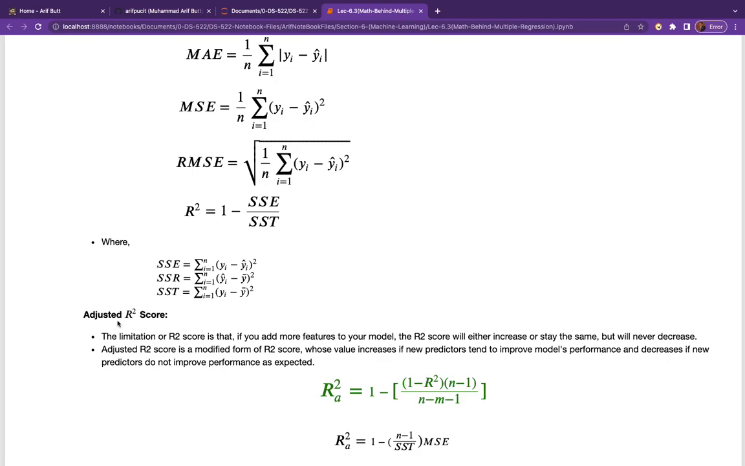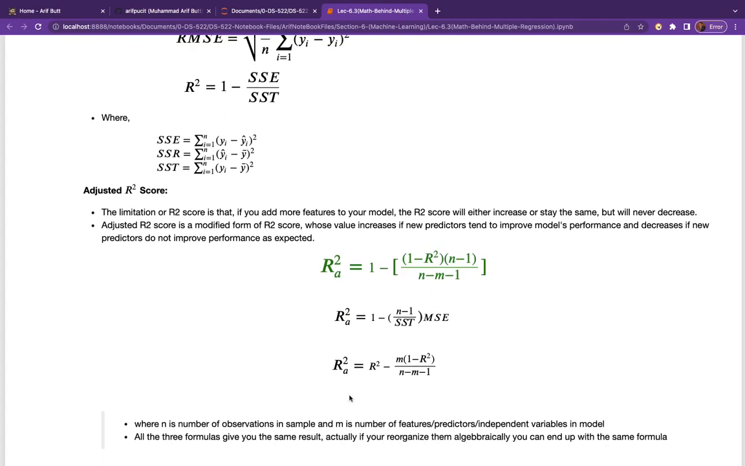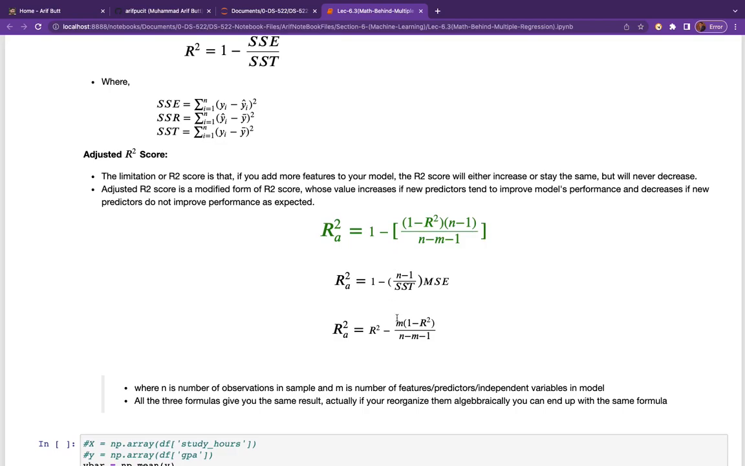This adjusted R2 score is actually a modified form of the R2 score. The value of the adjusted R2 score increases if new predictors tend to improve the model's performance, and it decreases if new predictors do not improve performance as expected. You can calculate the adjusted R2 score using any of these three formulas, which will all of course yield the same result.